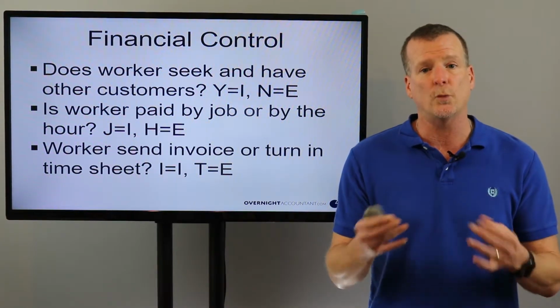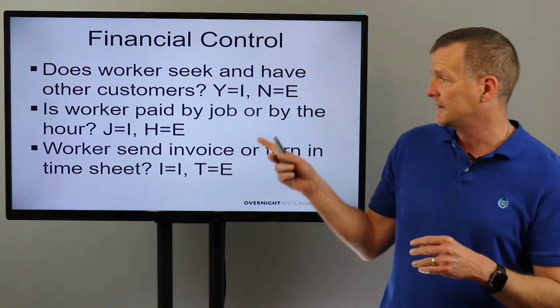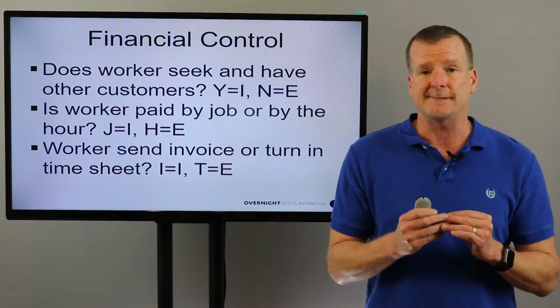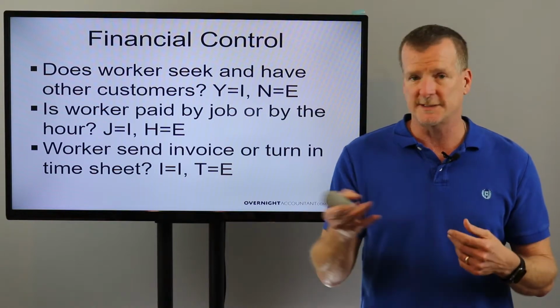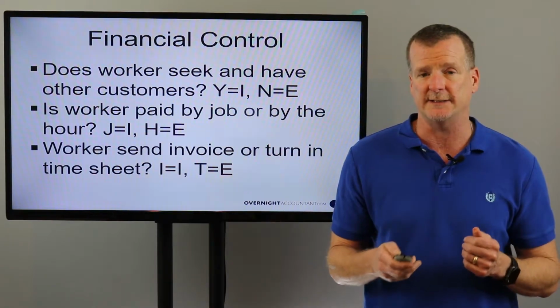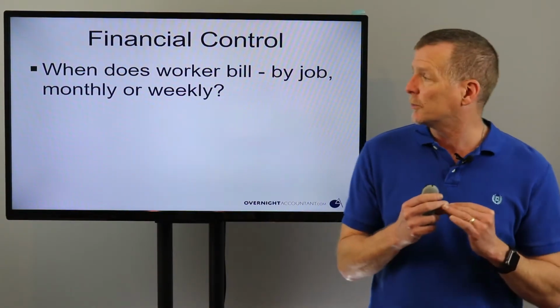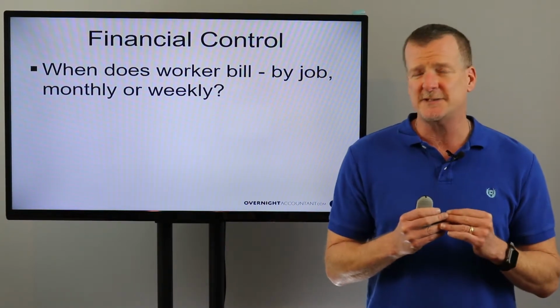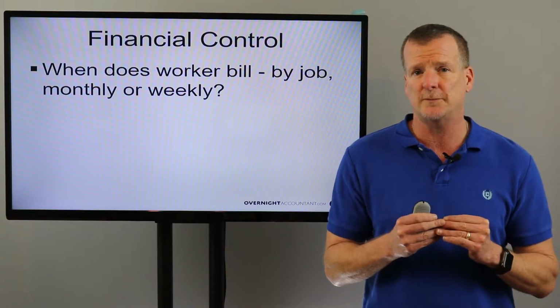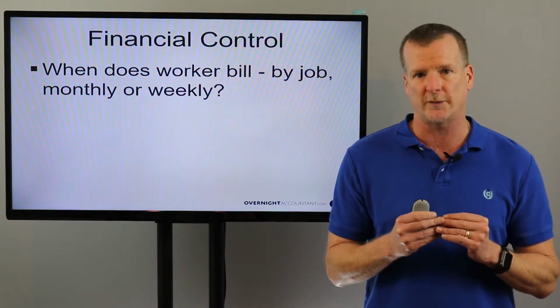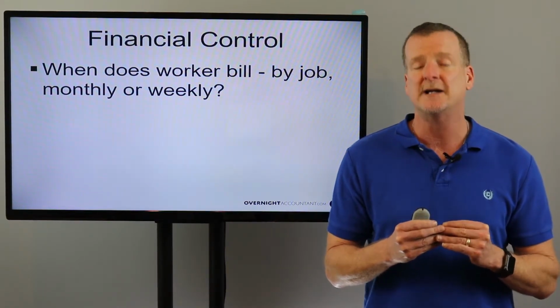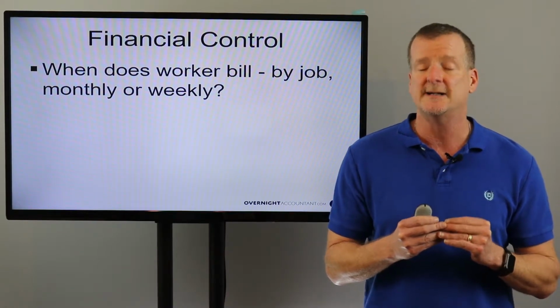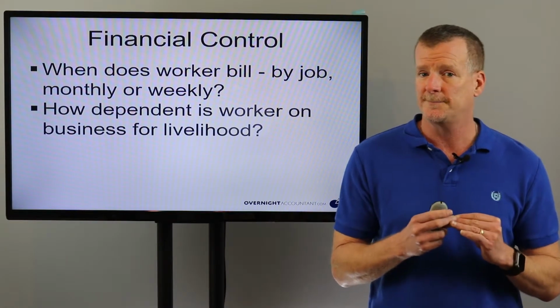Does the worker send you an invoice on a regular basis? Say, is it monthly? Or do they turn in a timesheet? Kind of from the previous test. Businesses send you an invoice. They don't send you a timesheet. Employees do. When does the worker bill you? If it's not the same time as you're paying your employees, or if it's every other week or every week on Friday, you get a timesheet from them and you're treating them like an independent contractor, there's a good chance they're going to be treated as employees.